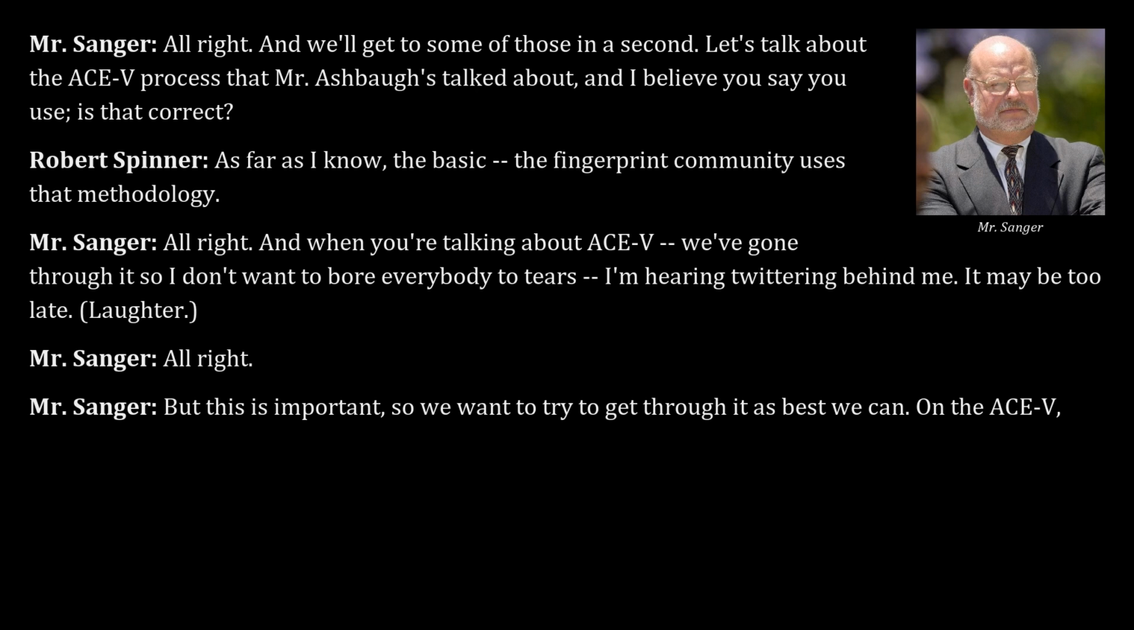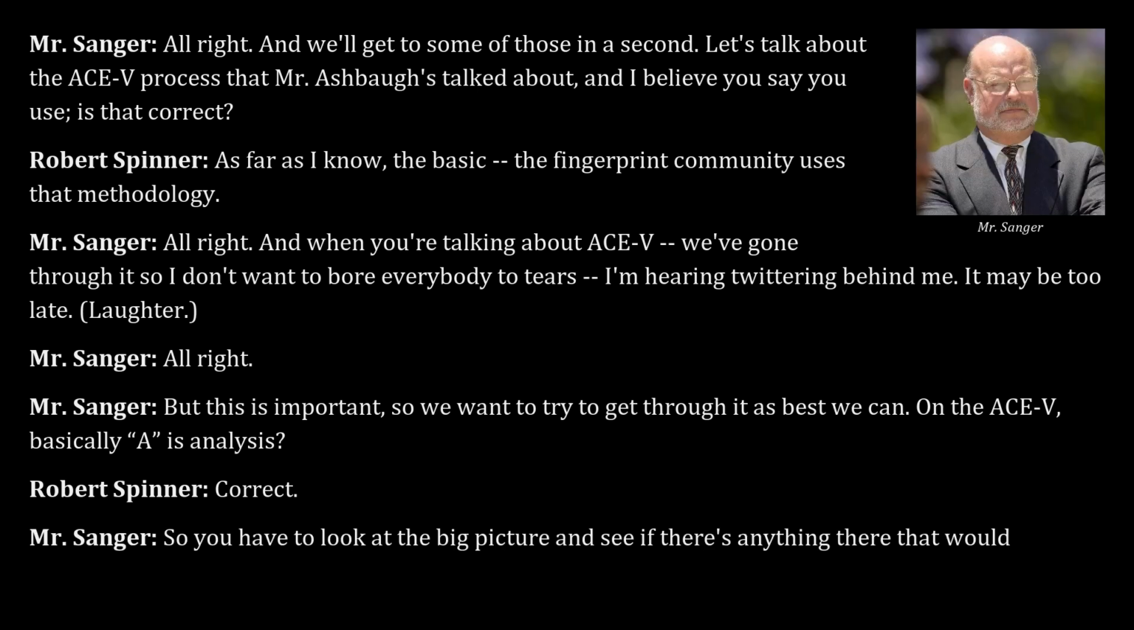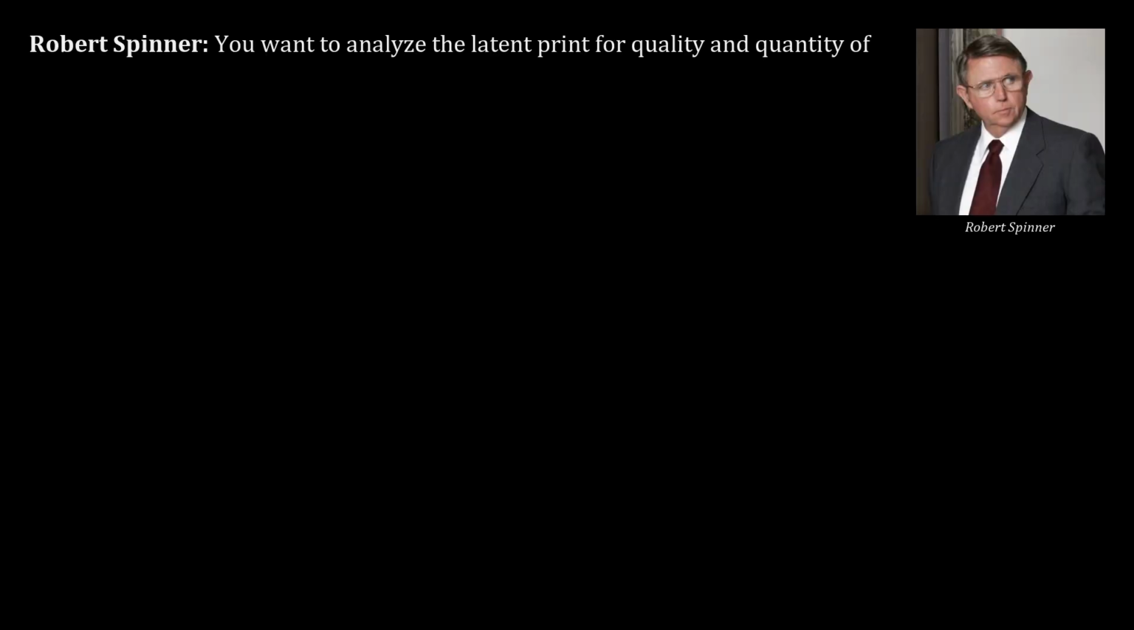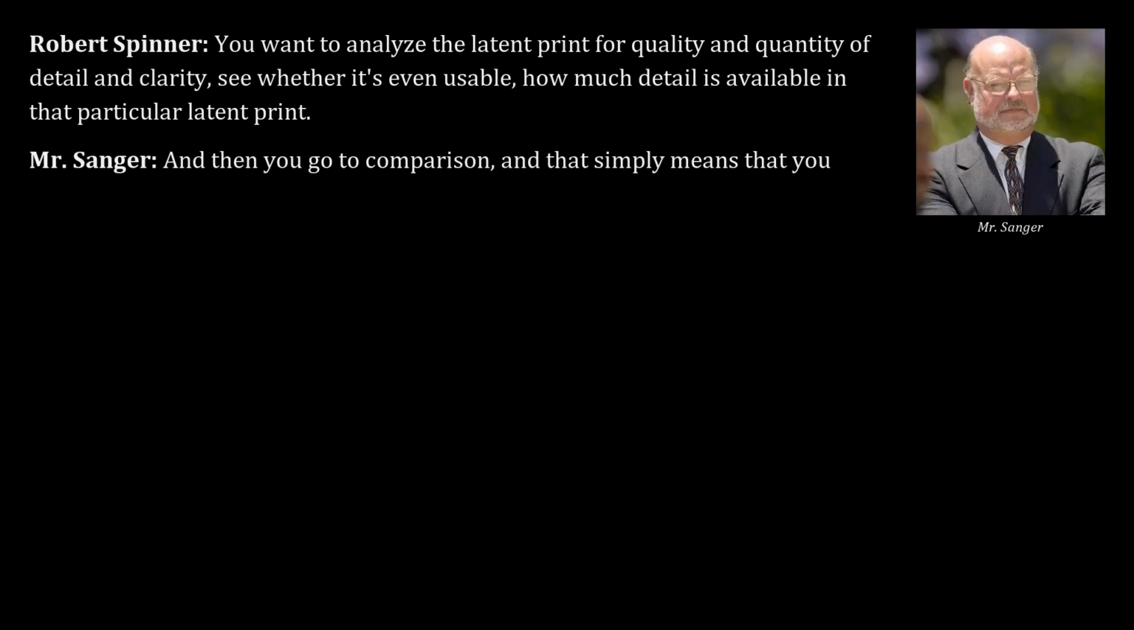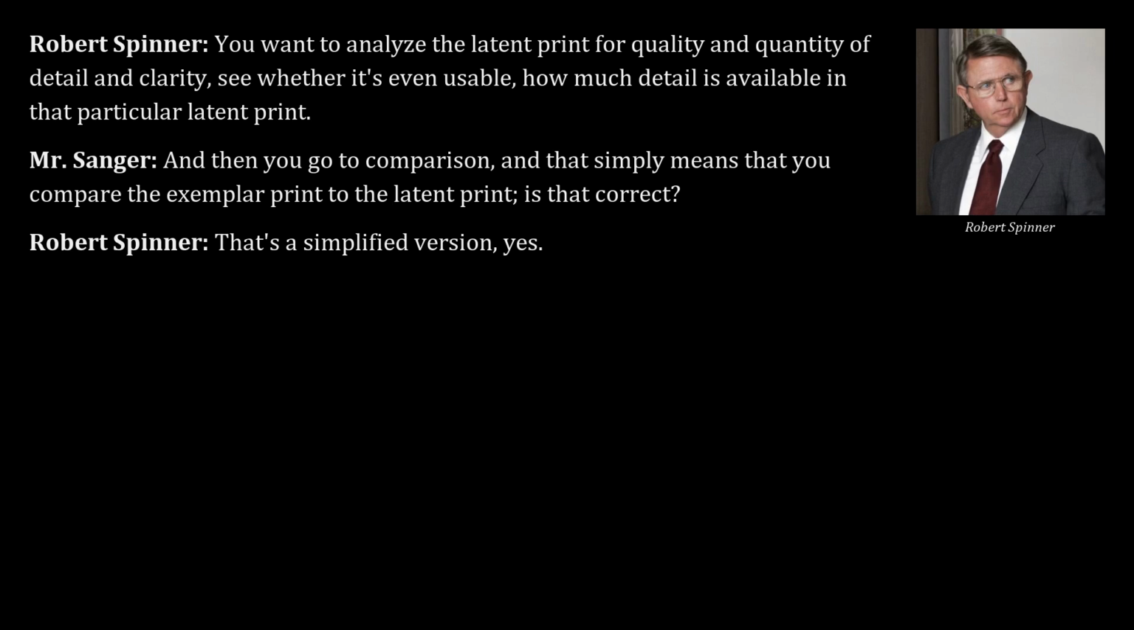On the ACE-V, basically, A is analysis. Correct. So you have to look at the big picture and see if there's anything there that would disqualify the latent print from comparison, correct? You want to analyze the latent print for quality and quantity of detail and clarity, see whether it's even usable, how much detail is available in that particular latent print. And then you go to comparison, and that simply means that you compare the exemplar print to the latent print. Is that correct? That's a simplified version, yes.